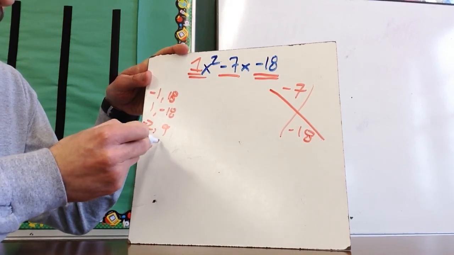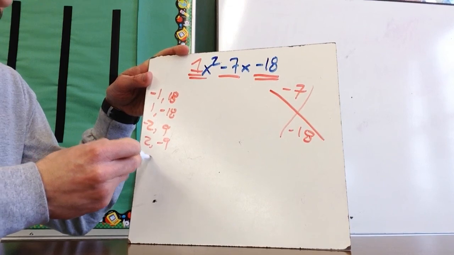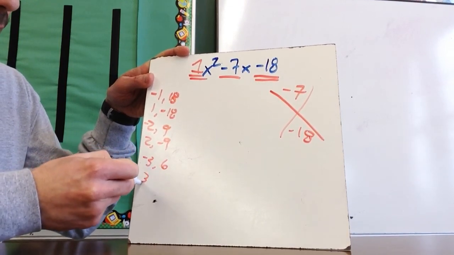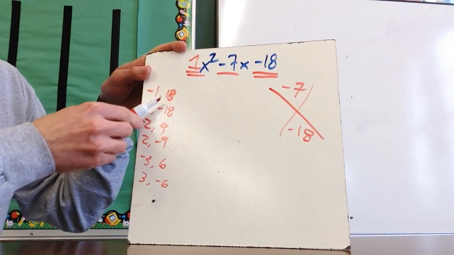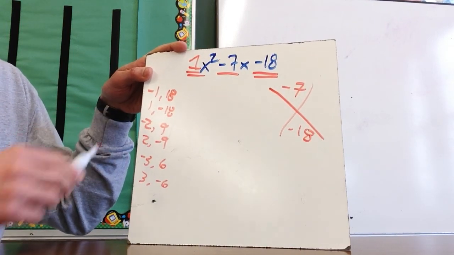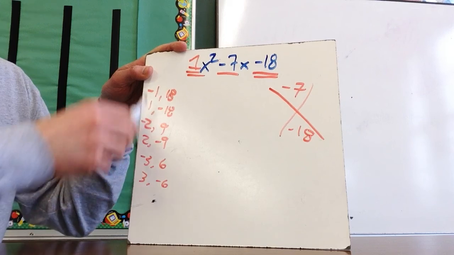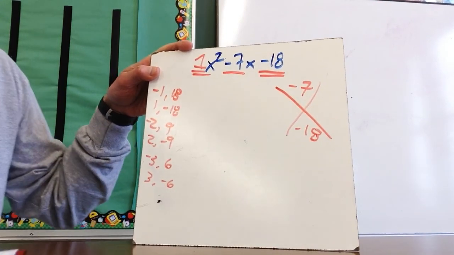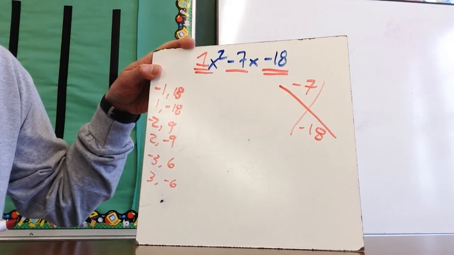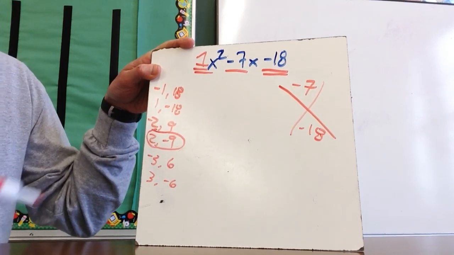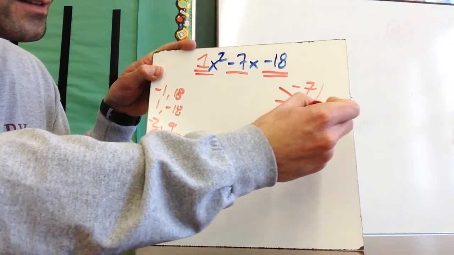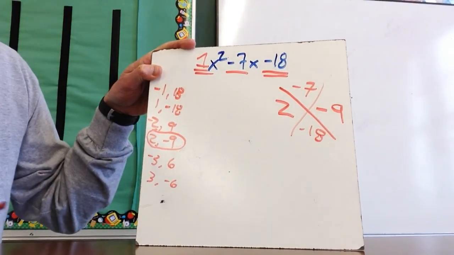So I'm coming up with the factors of 18, and you'll notice that each time all I'm doing is just kind of flipping. So it's negative 1 and positive 18, positive 1 and negative 18, right? All of these multiplied together give me negative 18. So I'm looking for the one that when added together would give me negative 7, and that's going to be this one. So this is going to be 2 and negative 9.